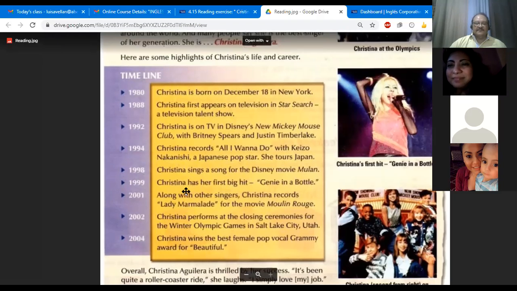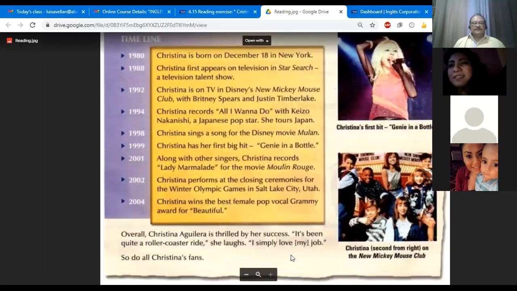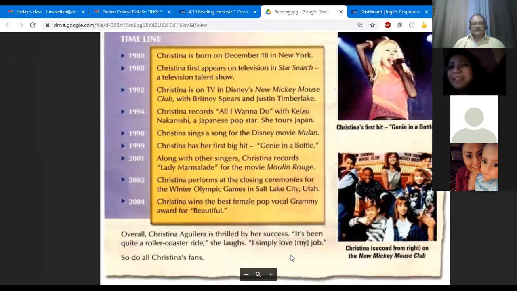Beatrice, 2004. Along with other singers, Christina records Lady Marmalade. No, 2000. For the movie Moulin Rouge. Yes. The 2004 and the last part. Christina wins the best female pop vocal Grammy Award for Beautiful. Okay. And the last part?